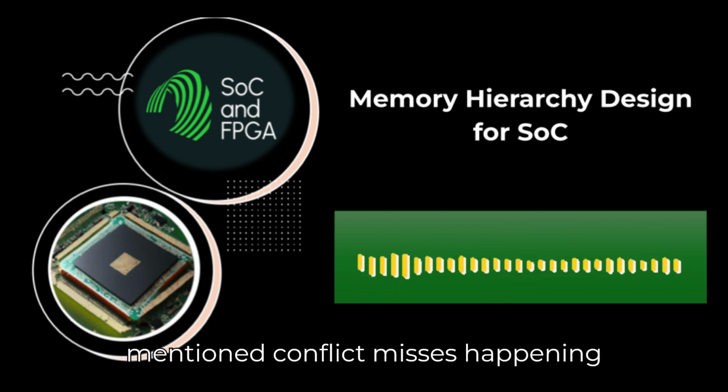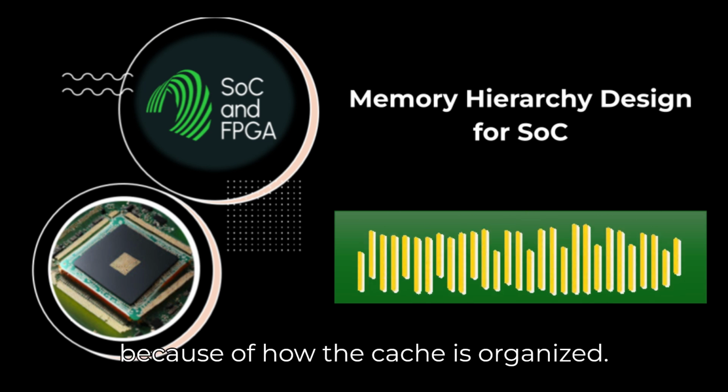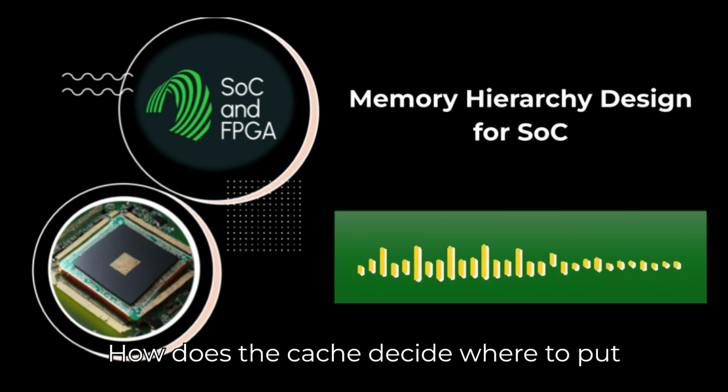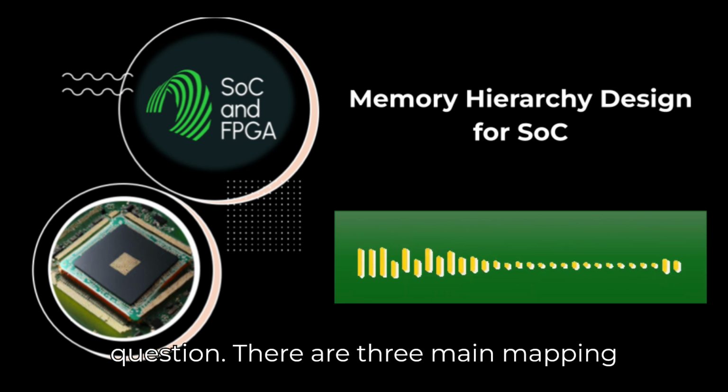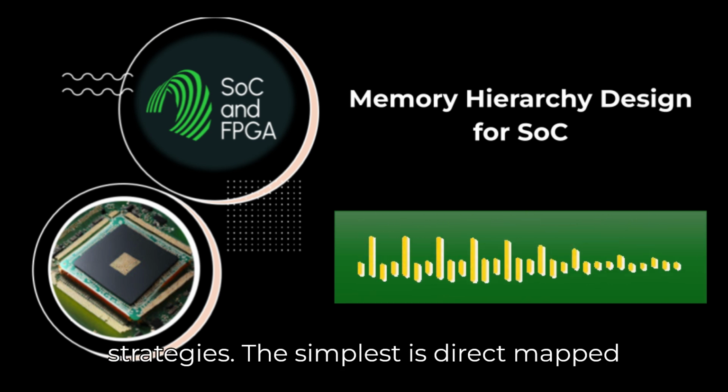You mentioned conflict misses happening because of how the cache is organized. How does the cache decide where to put data? What are the strategies? Good question. There are 3 main mapping strategies. The simplest is direct mapped cache.